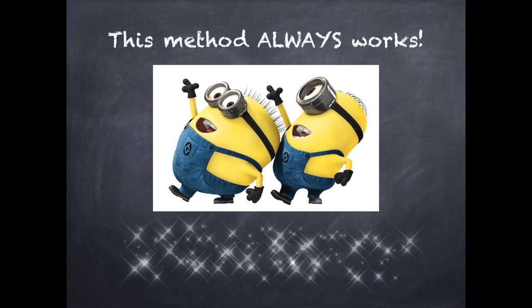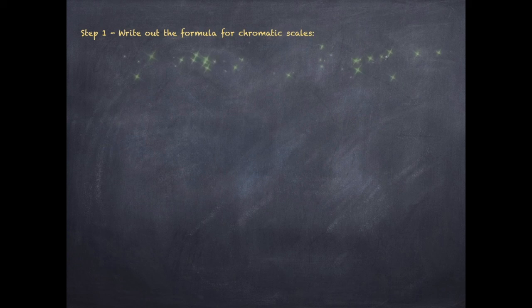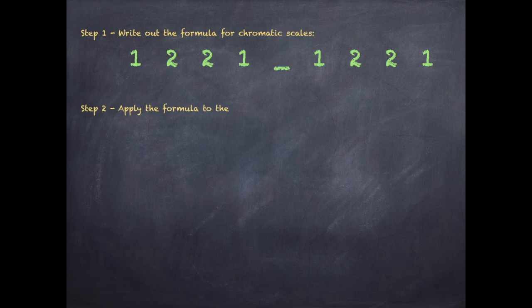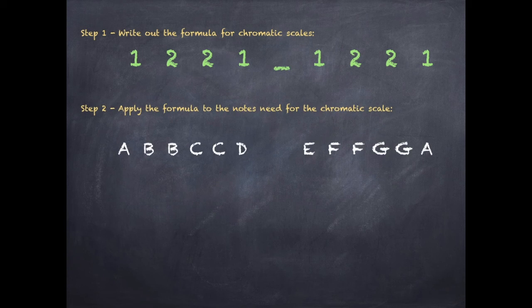To prove this, we're going to build an A chromatic scale. So step 1, write out the formula for the chromatic scale, 1 2 2 1 dash 1 2 2 1. Step 2, apply the formula to the notes needed for the chromatic scale. So we have 1 A, 2 Bs, 2 Cs, 1 D, 1 E, 2 Fs, 2 Gs, and 1 A.